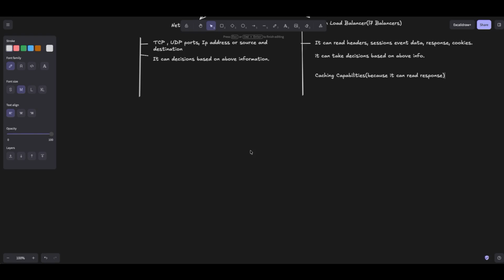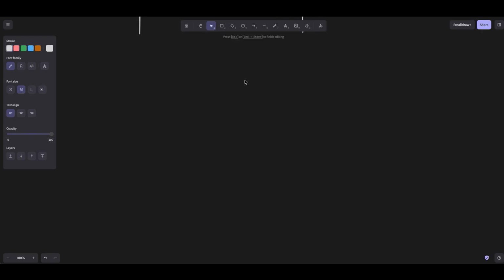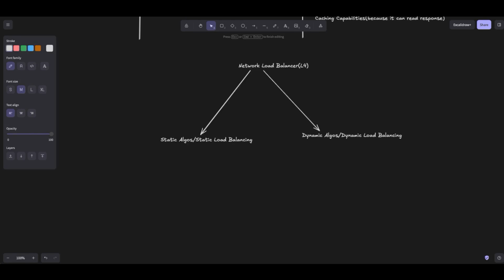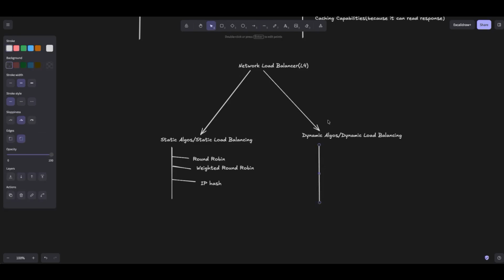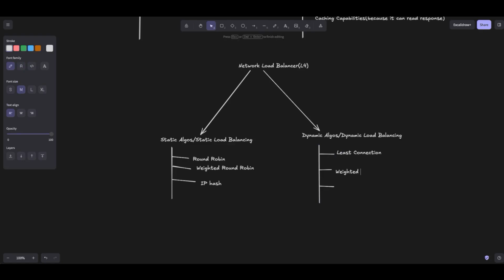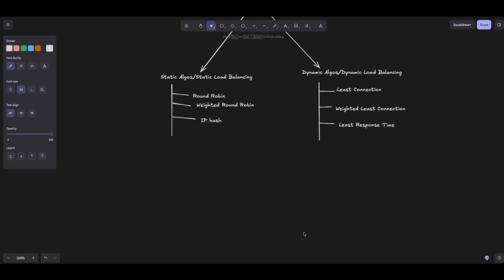So the network load balancers or L4 load balancers are further divided into two types, and this differentiation is basically based on their algos. Network load balancers have two kinds of load balancing. First is static, and second is dynamic. Under static algos, we have three algos. First is round robin. You might already know about that. Another one is weighted round robin, and third one is IP hash. Under dynamic algorithms, there are three as well: least connection, weighted least connection, and last is least response time. Okay, now let's look at these algos one by one.